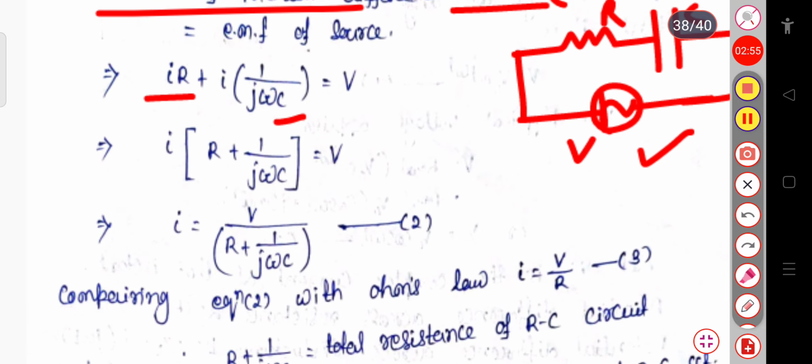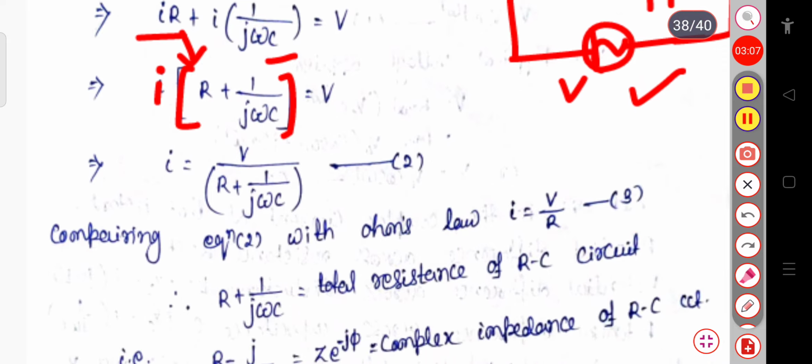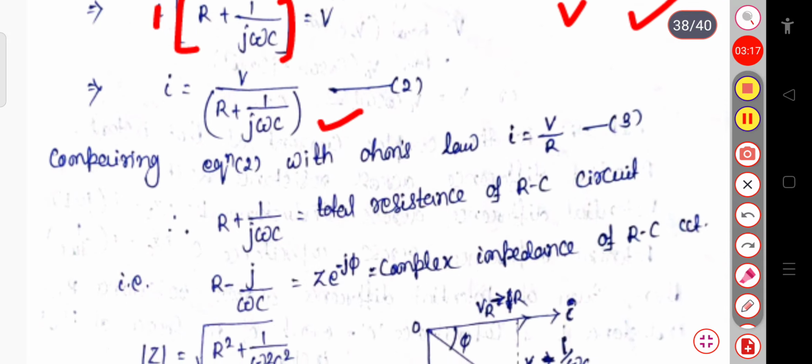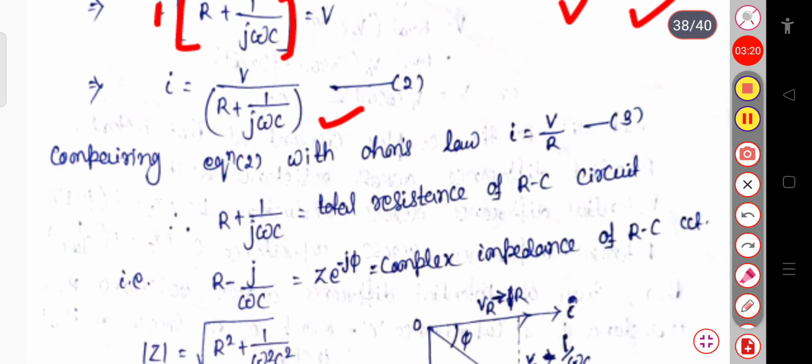Now if I take the current I common, this is I times R plus 1 by j omega c, and that is equal to V. Again, I will be equal to V divided by R plus 1 by j omega c. This is equation 2. Now if I compare this with Ohm's law, I equal to V by R, the current through the circuit is the potential divided by the resistance.